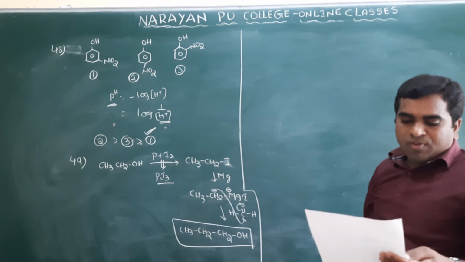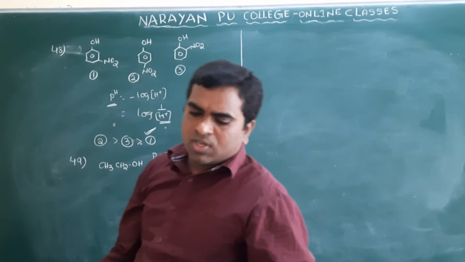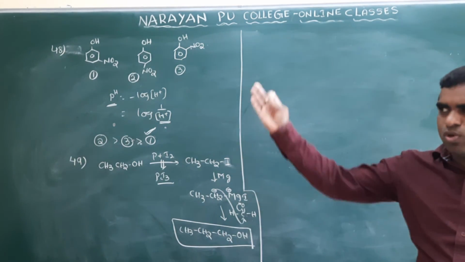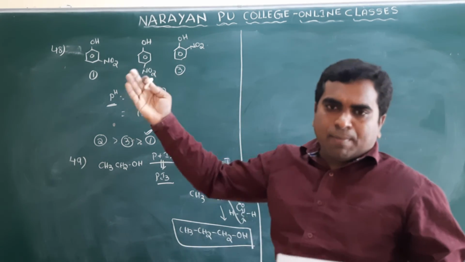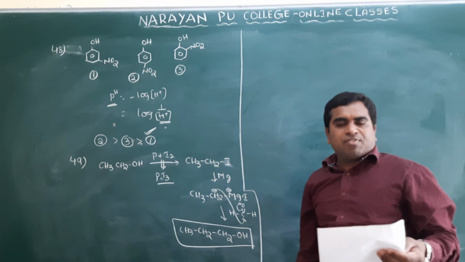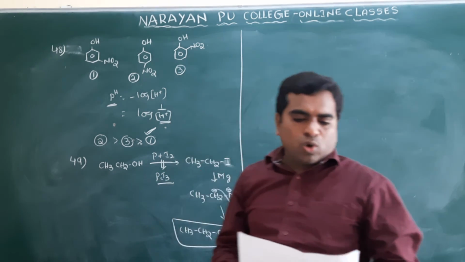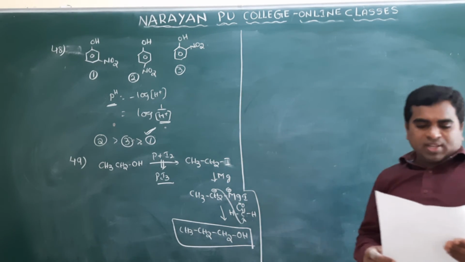Now, question 50. IUPAC name, you already know. First you have to give the priority to OH, so you have to give the numbering from right to left. And chlorine comes first alphabetically, so that's why you have to write the chlorine name first. 5-chlorohexan-2-ol. That is the answer.